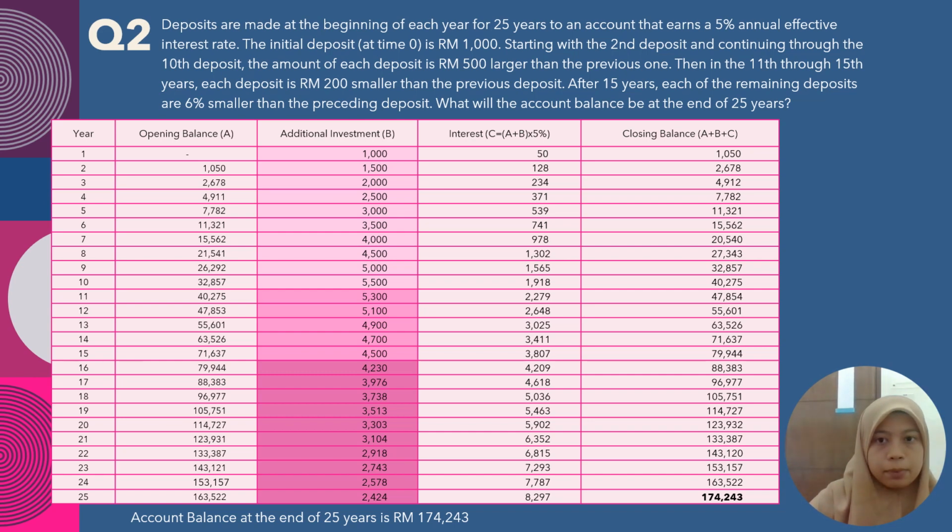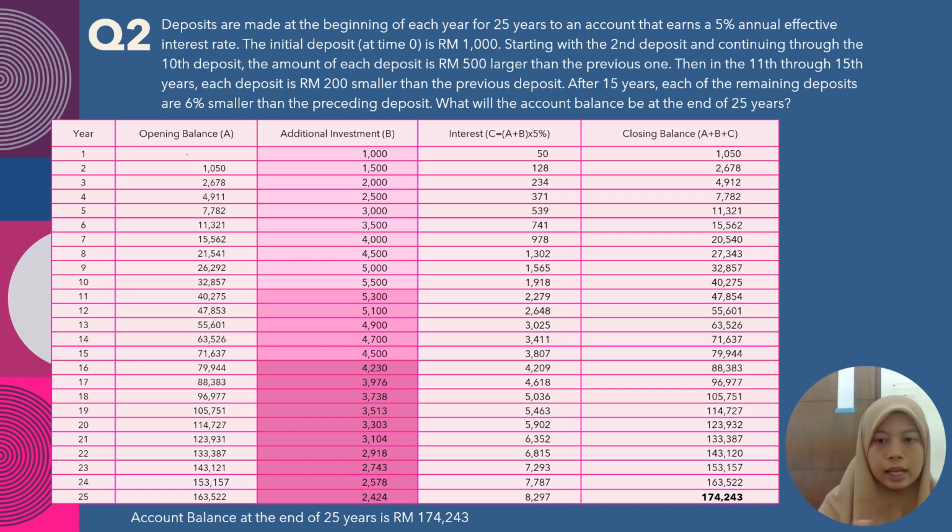Starting with the second deposit and continuing to the 10th deposit, the amount of each deposit is 500 ringgit larger than the previous one. Then in the 11th through 15th years, each deposit is 200 ringgit smaller than the previous deposit. After 15 years, each of the remaining deposits is 6% smaller than the preceding deposit. What will the account balance be at the end of 25 years?